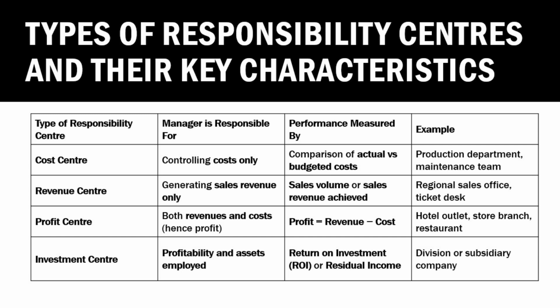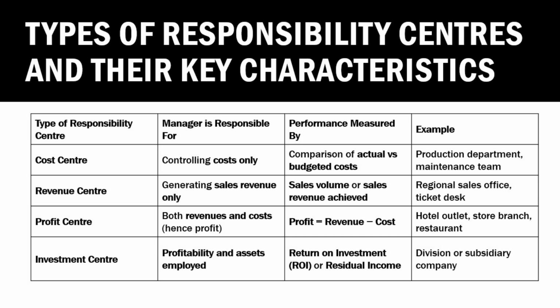We have 4 types of responsibility center. Cost center. The manager is responsible for costs only. Performance is measured by comparing actual cost versus budgeted cost. Example, a production department or maintenance team. Revenue center. The manager is responsible for generating revenue only. Performance is measured using sales revenue or units sold. Example, a regional sales office.